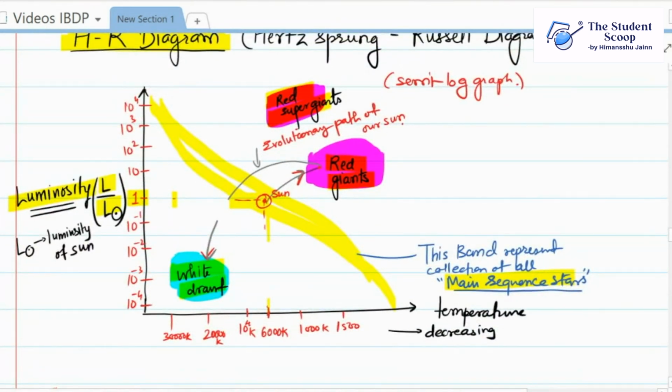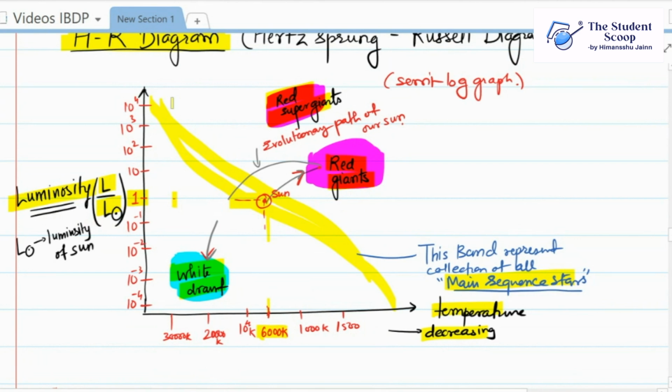What is the HR diagram? First of all, it is a luminosity versus temperature graph. The temperature decreases to the right, so 30,000, 20,000, 10K, 6K, 1K, like those. And on the left-hand side, there is a ratio of luminosity, like luminosity of the star upon luminosity of the sun. And that's the reason why we can see our sun to be exactly in the middle of this graph, which has a surface temperature of roughly around 6,000 Kelvin.